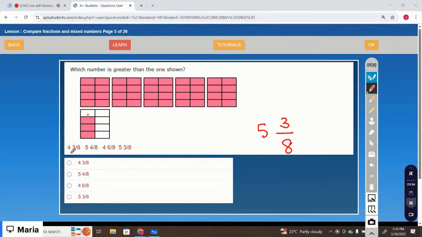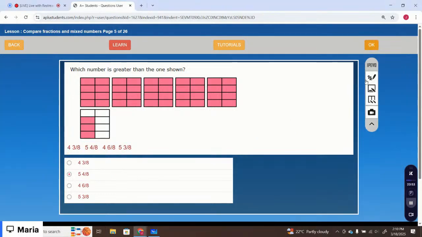The number that is greater, just look at the whole number. 4 is smaller. 5, they are exactly equal. But if you look at the fraction part, 4 over 8 is greater than 3 over 8. So the correct option is 5 whole 4 over 8. Option number 2 is the correct option.